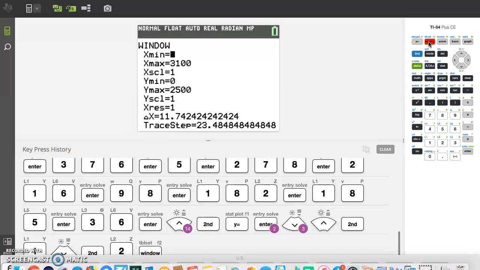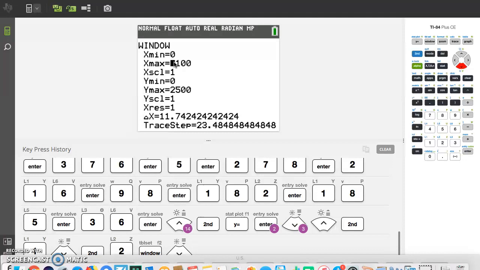Our x represents the minutes played, so there's no way for us to have negative minutes played. That doesn't make any sense. So let's make our x min 0, just like mine is. So your x min, this space right here, should say 0. Let's go down to our x max. Let's look at our minutes played list and figure out what was the biggest number in our list. And it looks like it's 3,090.